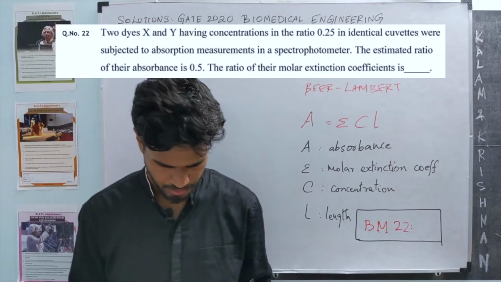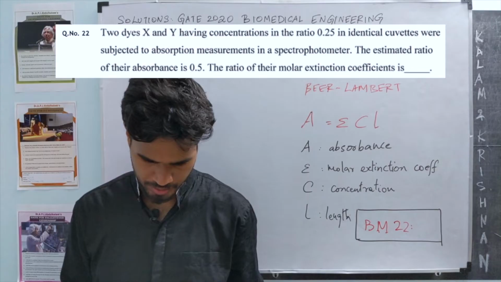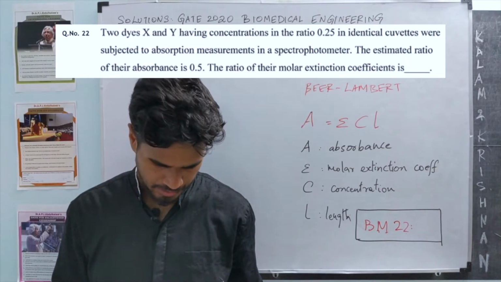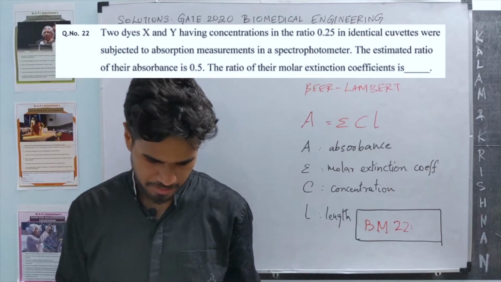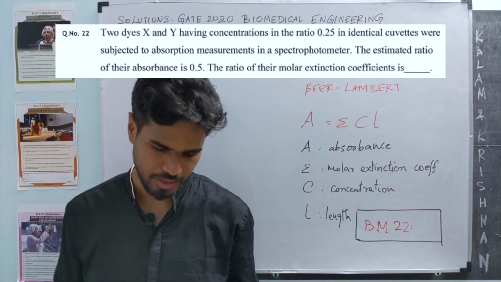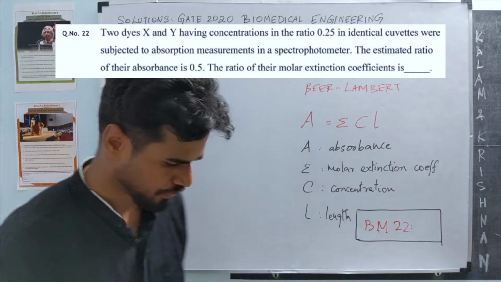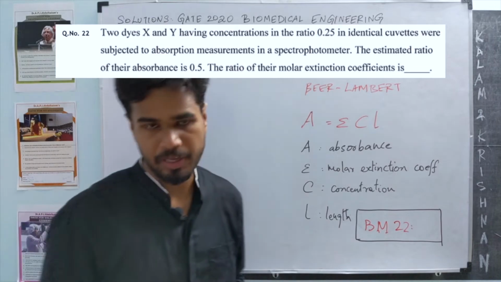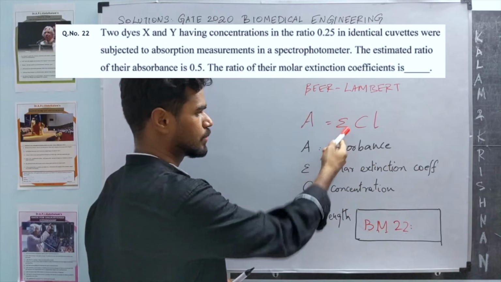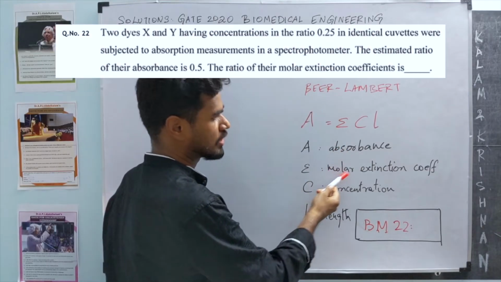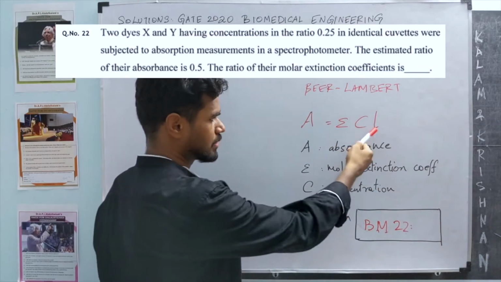22nd question. Two dyes X and Y having concentrations in the ratio 0.25 in identical quartz were subjected to absorption measurements in a spectrophotometer. The estimated ratio of their absorbance is 0.5. The ratio of their molar extinction coefficient is. This is direct application of Beer-Lambert's law. It says absorbance is equal to molar extinction coefficient times the concentration times the path length.